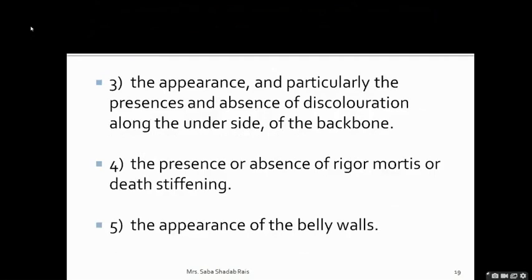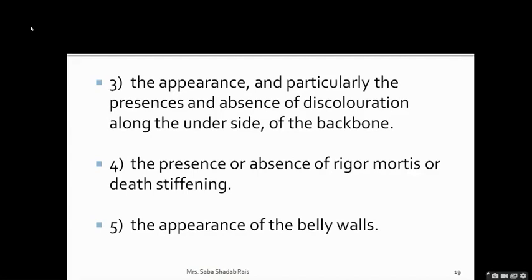Thereafter, we can see the appearance and the presence or absence of discoloration of the underside. Then we can see the backbone. Then rigor mortis, the absence of rigor mortis, is one of the most important criteria. For that you must know about rigor mortis. In the rigor stage, what things should be there? If it is absent, it is called oily balls.